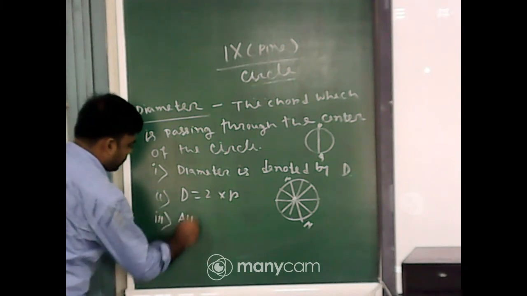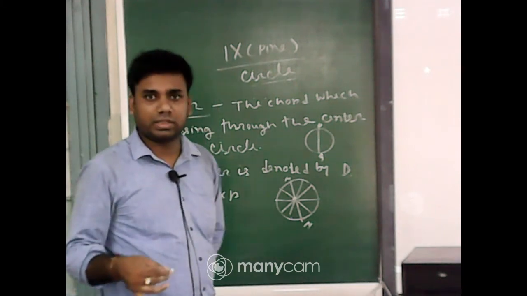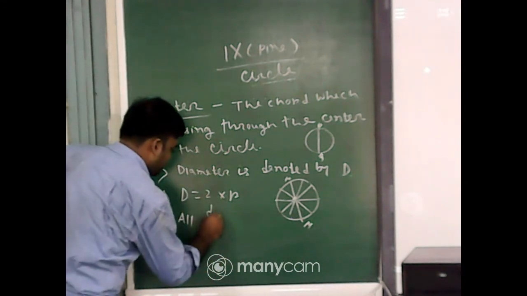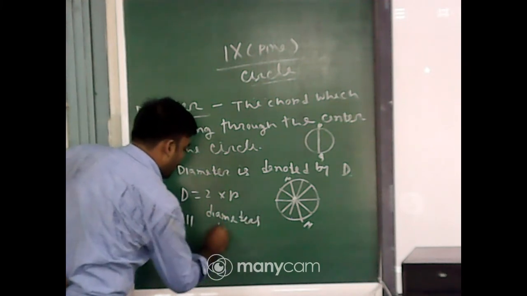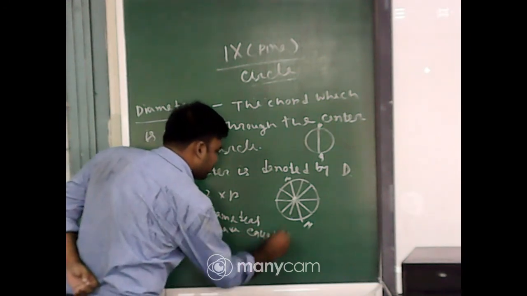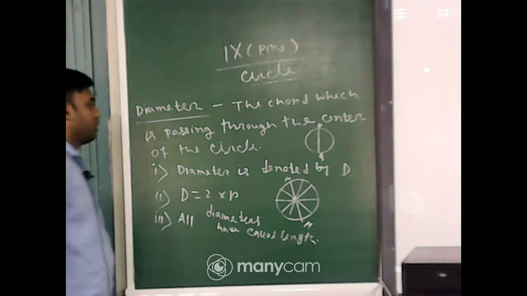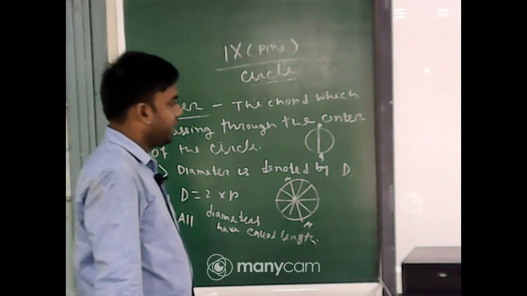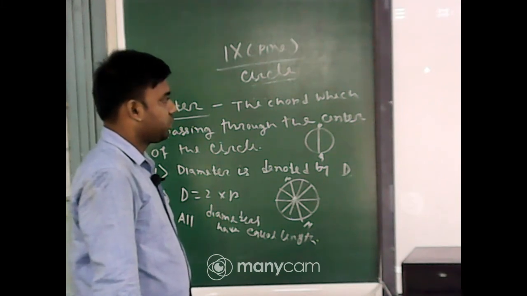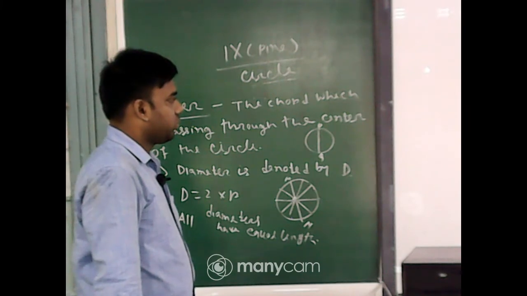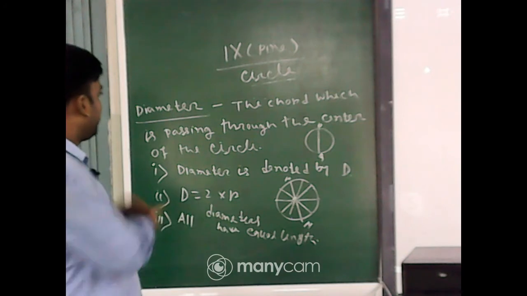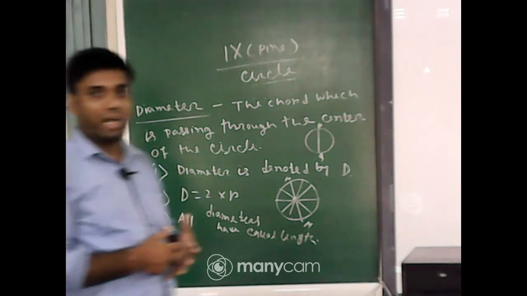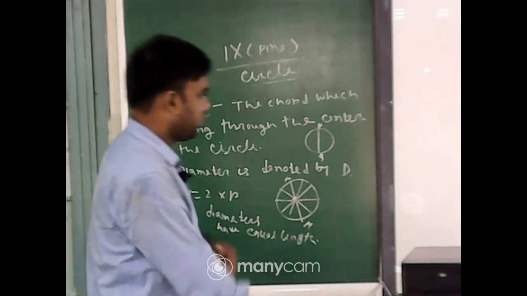And last one, a circle has an infinite number of diameters, but all the diameters have equal length. Got it, students? Any problem? All the diameters are of equal length. So you can write these points, because everything is in your book, but I summarize all the points and discuss only the portions that are required. Okay, Ritika. Very good.